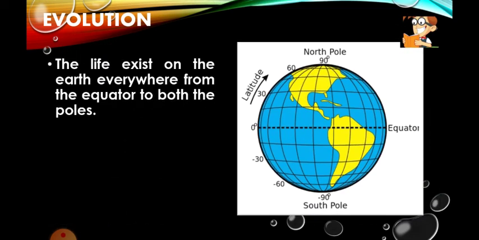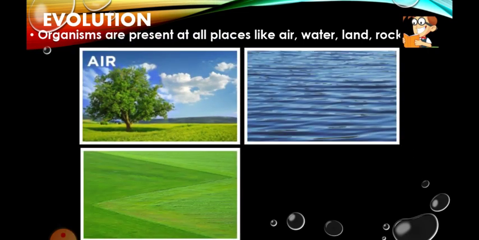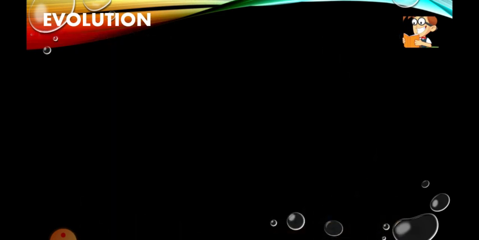Then life exists on the earth everywhere from the equator to both the poles. Even though the poles are very cold or frozen most of the time, still there exists life. Okay, because so many organisms have adapted themselves due to natural selection. Then organisms are present at all the places like air, water, land, and rocks. So even inside the rocks also organisms are present. About air and water, that there are organisms, and of course land also. But even rocks also organisms are present.